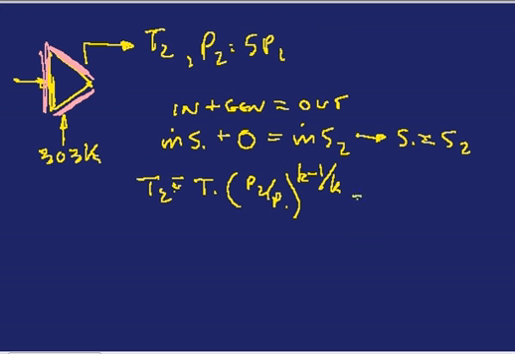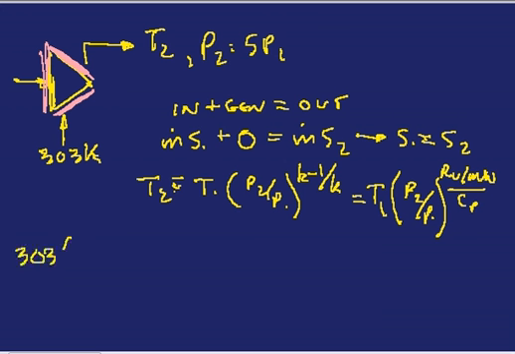I've done this earlier a different way. That would also be T1 times P2 over P1 to the RU over molecular weight divided by Cp. And that comes out to the same thing, which winds up being 303 times 5 to the 0.237. I'll use the K minus 1 over K method, 1.237. And that comes out to a final temperature of about 412.4 Kelvin.